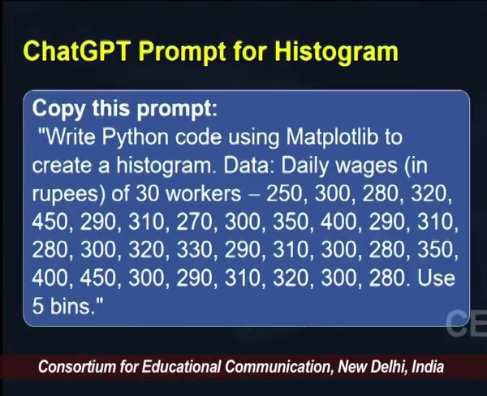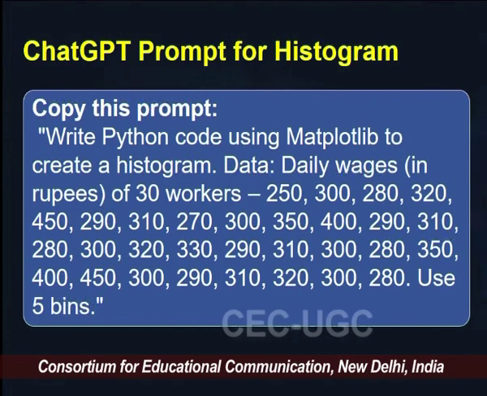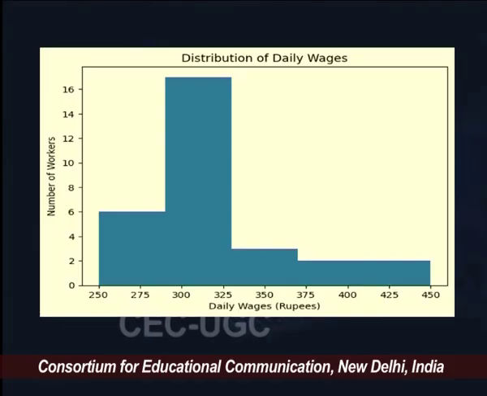So the ChatGPT prompt for a histogram is pretty straightforward. It says write Python code using matplotlib to create a histogram. The data is daily wages in rupees of 30 workers, 250, 300, 280, 320, so on and so forth. And then we ask it to distribute it into 5 bins. So you would see such a plot, which shows that the most number of workers have a daily earning between 275 to 325.